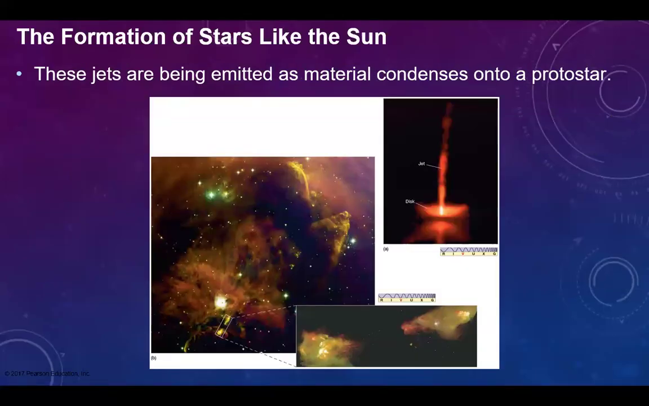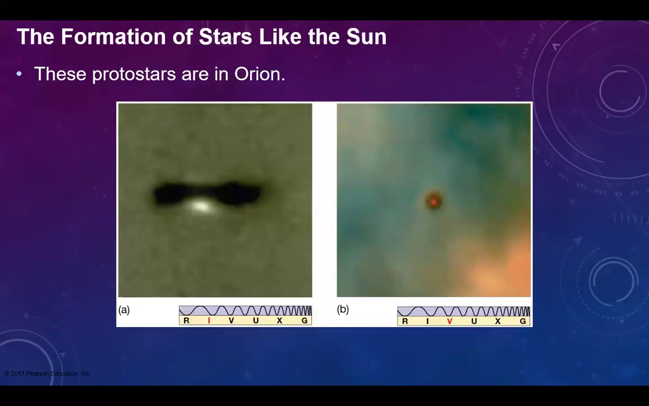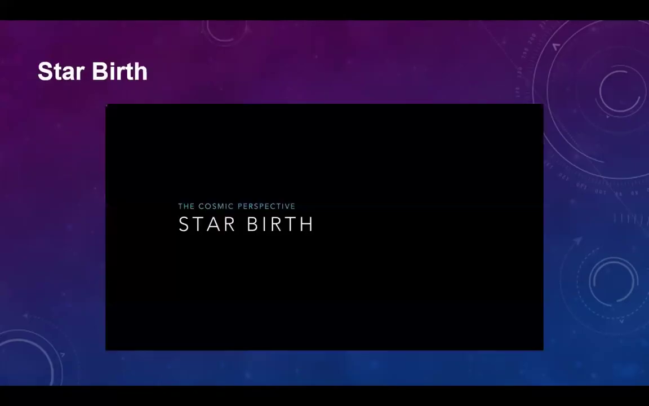So here are again those jets of material that are emitted as material condenses onto a protostar. Here's a couple of protostars in Orion. And I think I will stop there and we will start with this video next time.